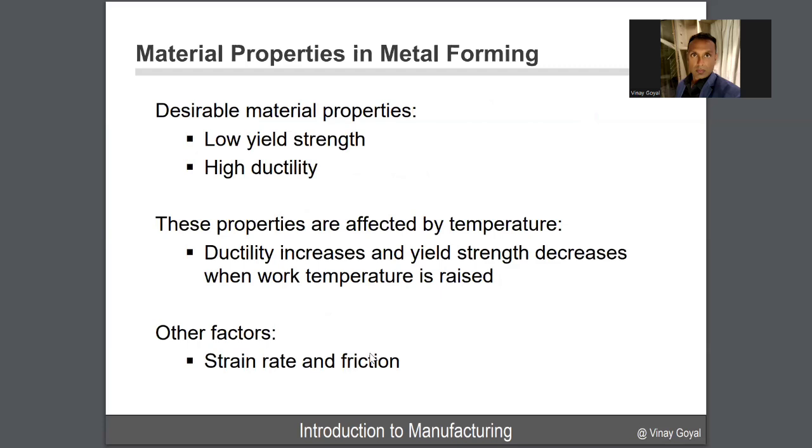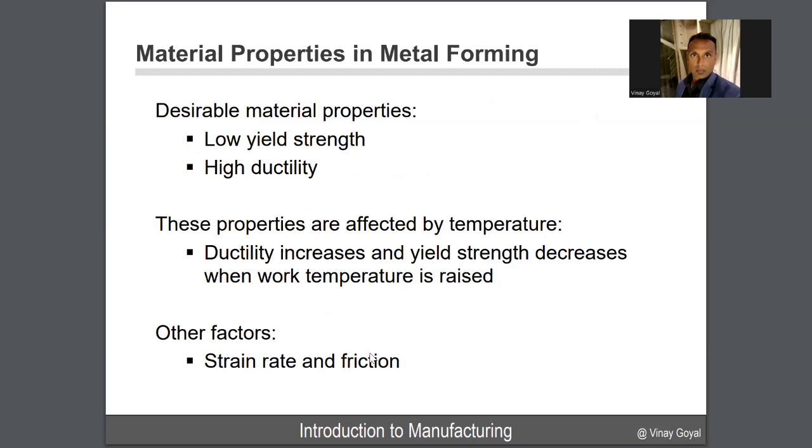Material properties in metal forming are very important. The desirable material properties that we're looking for to achieve good metal forming are low yield strength and high ductility. By having low yield strength and high ductility, it will be easier to create the part by metal forming. These properties are affected by temperature.